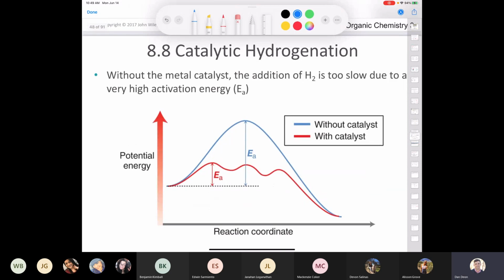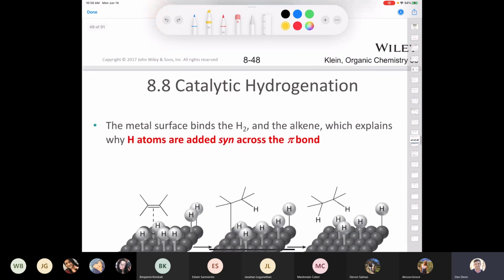Now, why do we need this catalyst, this palladium, platinum, or nickel? Because without it, hydrogenation is so slow because the activation energy is just too large. Remember from your general chemistry that when you add a catalyst, not only does it lower the activation energy, but it normally alters the pathway as well. Okay, so we get a different pathway, and it also lowers the activation energy. So we increase the reaction rate by quite a bit with the catalyst.